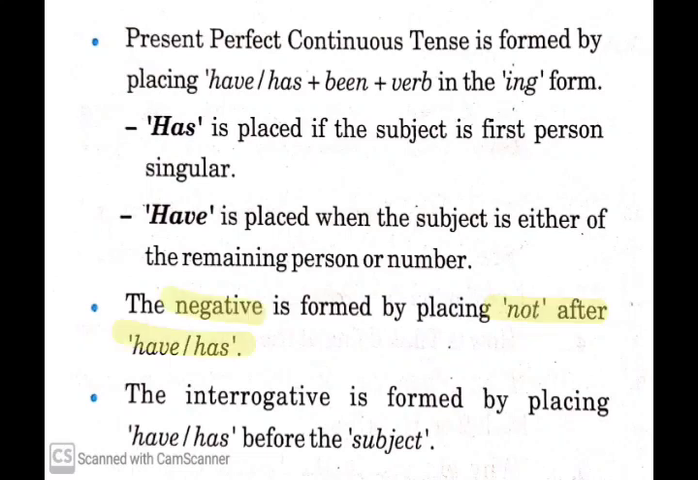To form negative sentences, we place not after has or have. For example, you have not been eating, I have not been eating, she has not been eating. So we add not after has or have. In the same way, to form the interrogative, we place has or have before the subject. For example, have I been eating? Has she been eating? So the rules will remain the same.